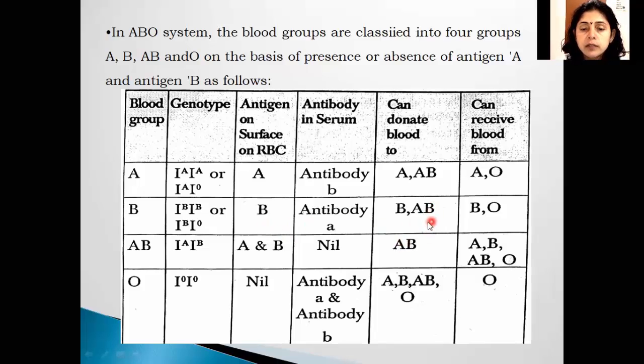So with A. So that's why AB blood group can also be donated to, and B to B and receive again in the same manner from the B blood group person and O blood group person.